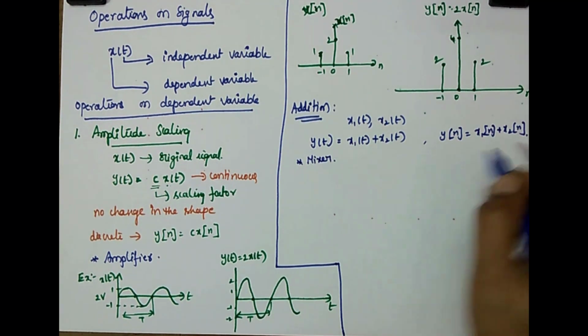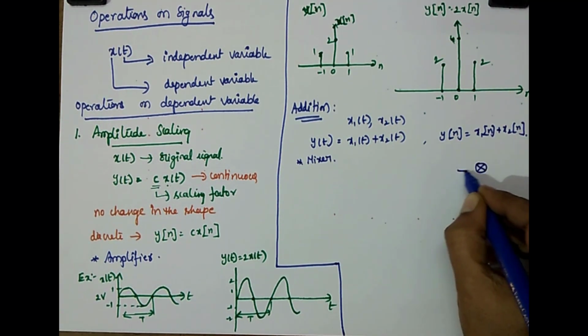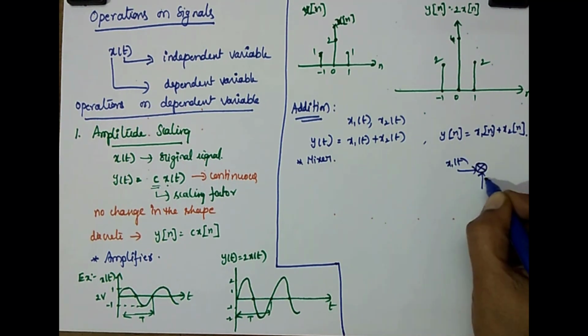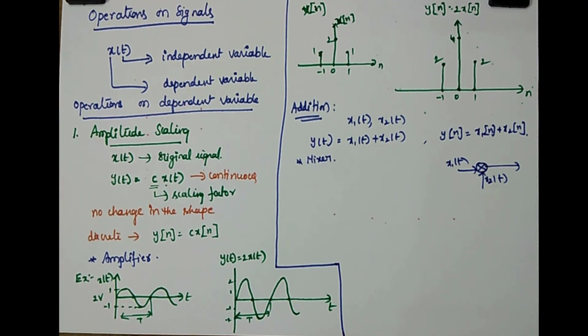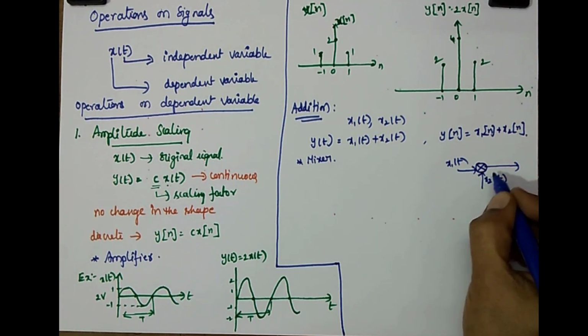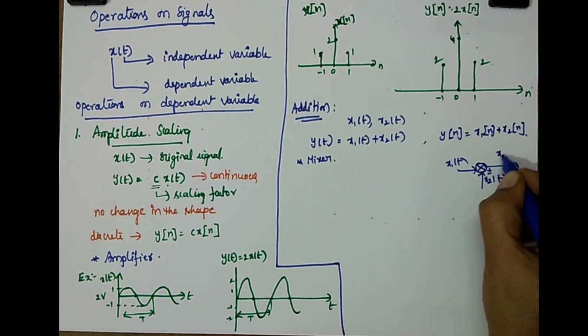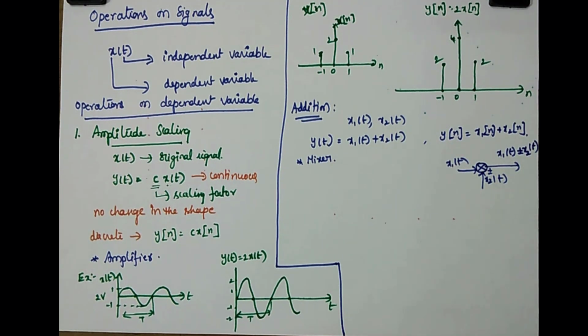What is the symbol actually? This is the symbol, with inputs x1 of t and x2 of t. This mixer can do both addition and subtraction. So just take it like this, plus or minus. So the output is x1 of t plus or minus x2 of t.